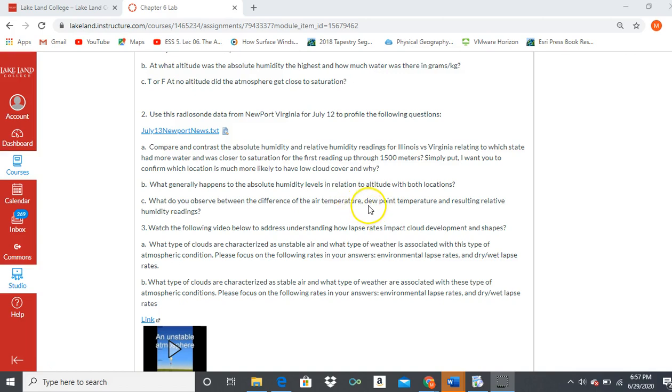And when you look at your data, in particular for Newport News, what was the key that you noticed that made the relative humidity data so different from that of Illinois? Pay real close attention to the gap between the air temperature and the dew point. And when the numbers are very close, what are you noticing happening to the relative humidity readings?